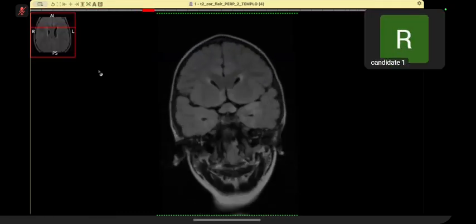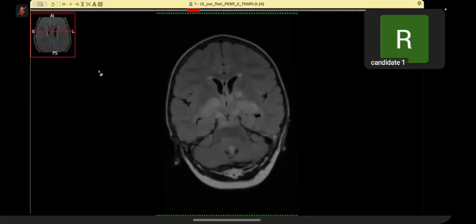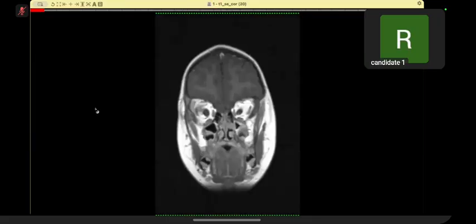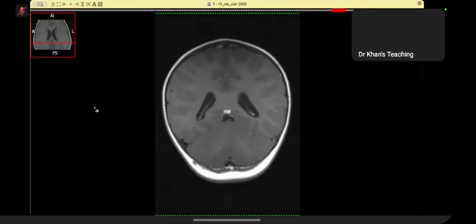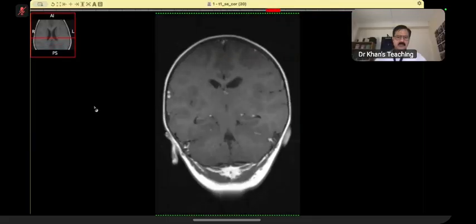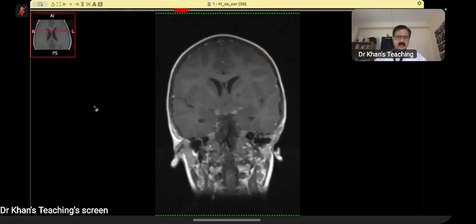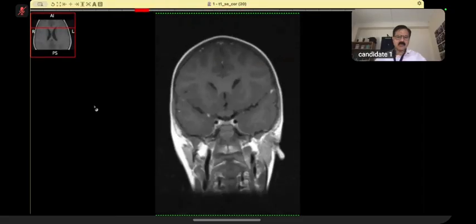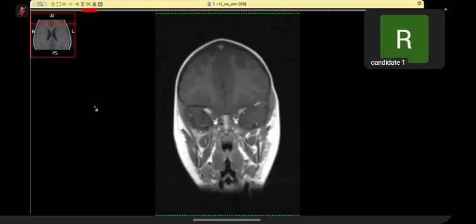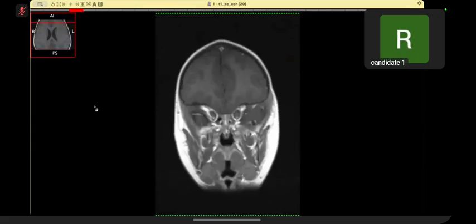Sir, contrast imaging is there? This is contrast. No enhancement, basically. There is no significant enhancement.